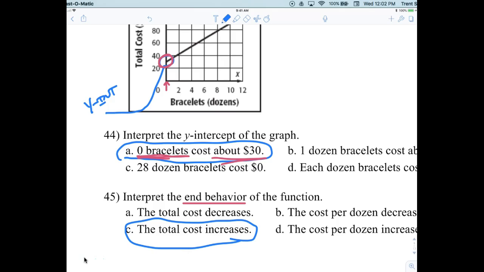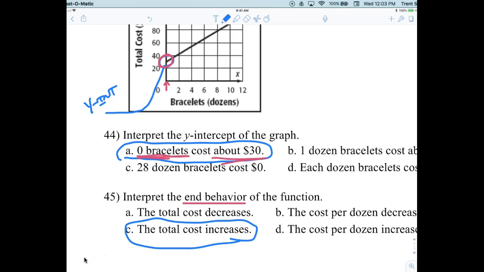So, 0 bracelets, that's the x. The cost is the y. 0, 30. That's exactly what that means. That's the y-intercept. Which doesn't really make sense. If you make 0 bracelets, it's going to cost you what? $30. Does that make sense? Because there's always what? Overhead, or there's cost associated with making things, correct? So if you don't sell anything, it's not that you made $0, right? It's that you had to pay for things, all right? That's why that makes sense.